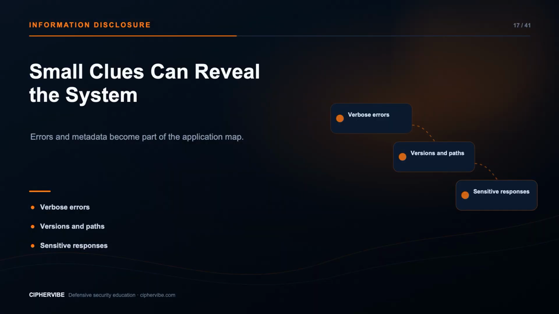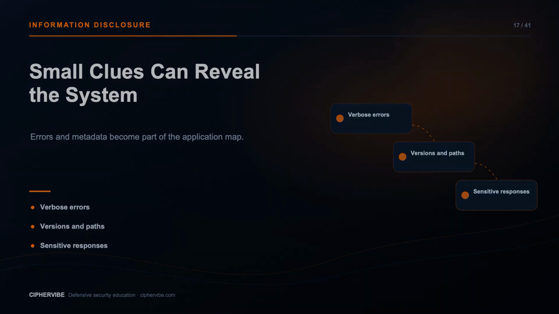One clue may seem harmless. Combined clues can reveal architecture and trust boundaries. Production errors should support operators without educating an attacker.